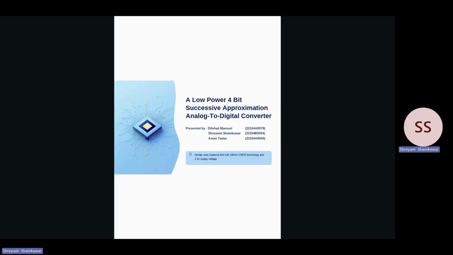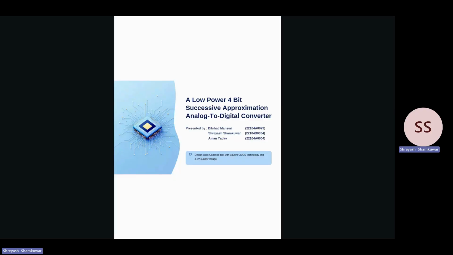Good morning, everyone. Today we'll be presenting our mini project titled a low power 4-bit successive approximation ADC, or in short, SAR ADC. This project was designed using Cadence tools with 180 nanometer CMOS technology and 3.3 volt supply voltage. Our main goal was to design a power efficient SAR ADC, which is a key component used in many data acquisition and digital systems.